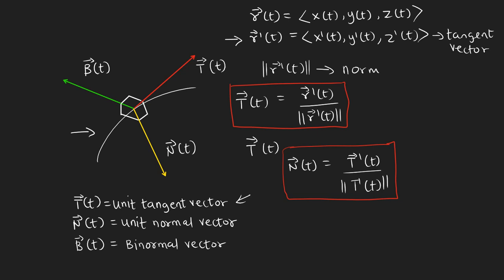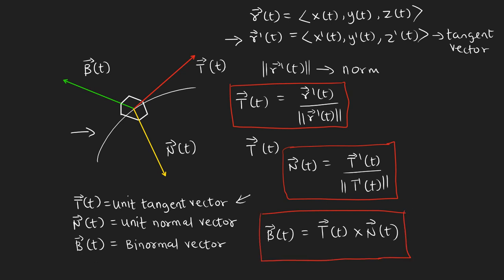Now, to find the binormal vector, all you need to do is take the cross product of the unit tangent vector and the unit normal vector. So the binormal vector will be equal to the cross product of the unit tangent vector and the unit normal vector. If you are asked to find the unit tangent vector, unit normal vector, and binormal vector of a curve, these are the expressions that you are going to use.